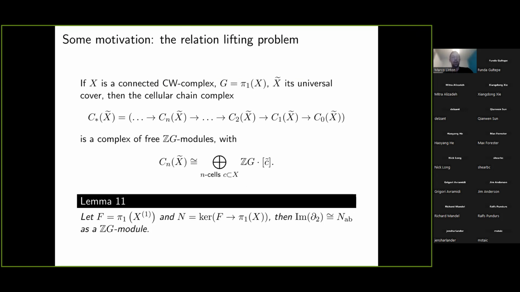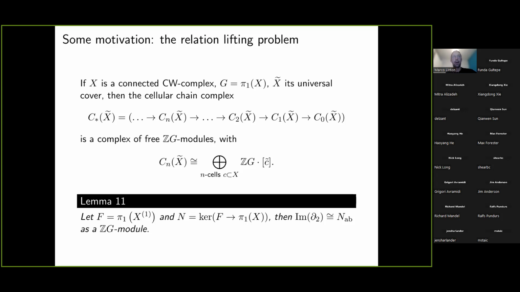Just some notation. If X is a connected CW complex, and G is the fundamental group of X, then X tilde is the universal cover. Then the cellular chain complex of this universal cover is a complex of free ZG modules, and their bases can be chosen to be in correspondence with ZG orbits of lifts of n-cells in the universal cover.